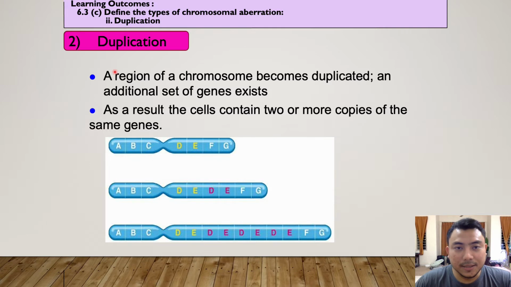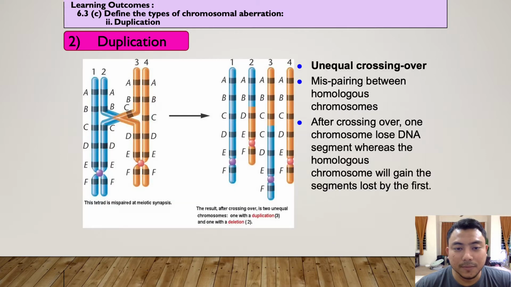Next is duplication. So what is duplication? A region of chromosome becomes duplicated. Namanya pun duplication kan? An additional set of genes exists. As a result, the cells contain 2 or more copies of the same gene. So kita tengok kat sini yang normal, A, B, C, D, E, F, G. So yang ni bila tu berlaku pertambahan or duplicate D, E, D, E. So dah 2 kali. Yang ni kalau further duplication, tambah D, E lagi.